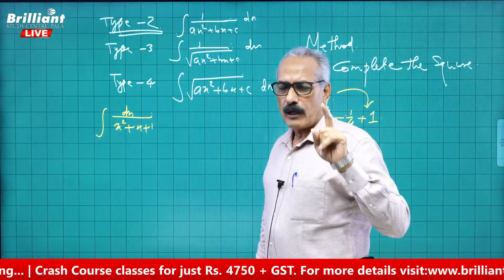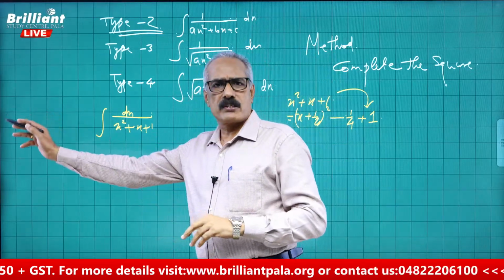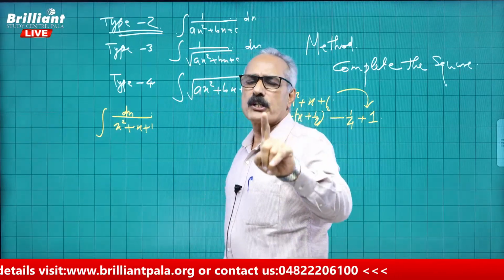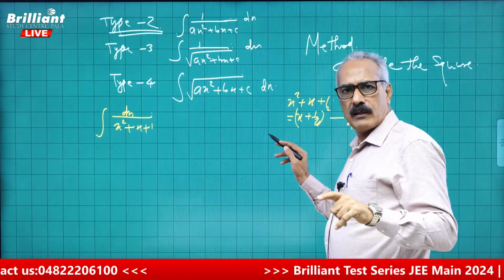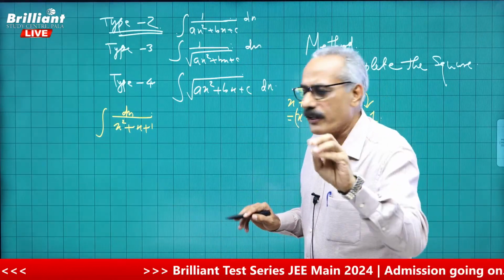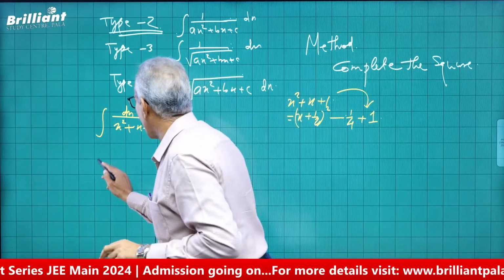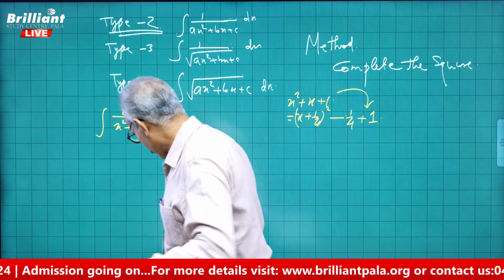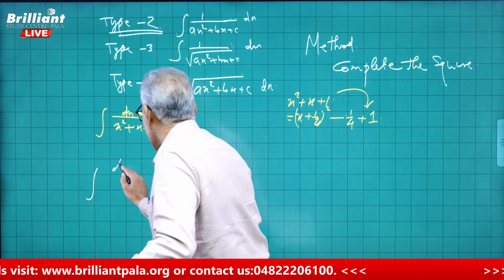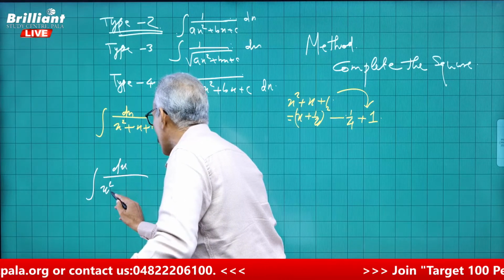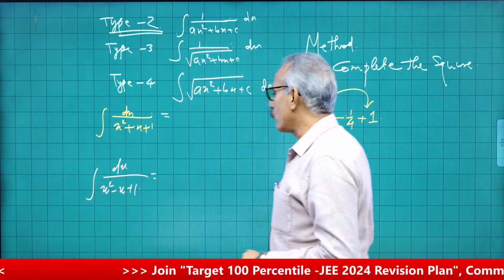First, I told you, for completing the square, make the coefficient of x square 1. Suppose it is 2x square, you take this 2 outside. After making it 1, see the coefficient of x, and take half of it. Here is one more question I'll take in parallel so that you can understand easily: dx divided by x square minus x plus 1. Let's move like that.